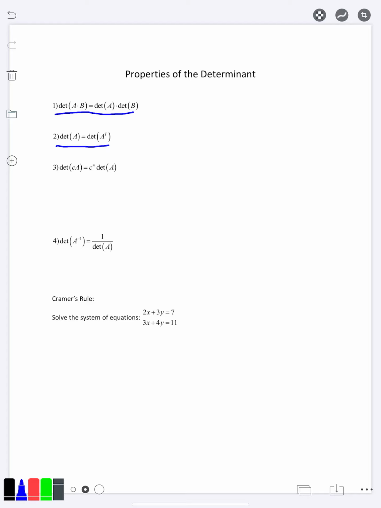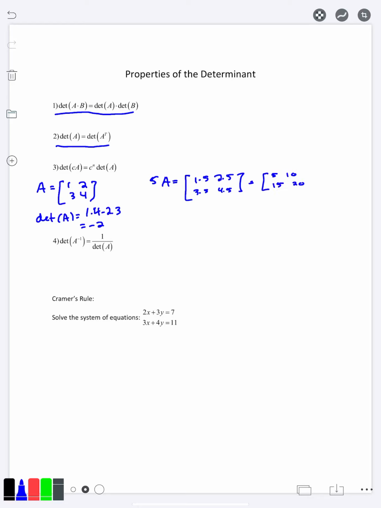The next one's a little tricky, so let me give an example here. Let's suppose I take A as 1, 2, 3, 4. Then the determinant of that matrix, 1 times 4 minus 2 times 3, is negative 2. Now if I were to multiply the whole matrix times 5, that would be 1 times 5, 2 times 5, 3 times 5, 4 times 5. We're going to get 5, 10, 15, 20. You might think that when I take the determinant of that, I'm just going to get 5 times the original one, but that's actually not going to be true.